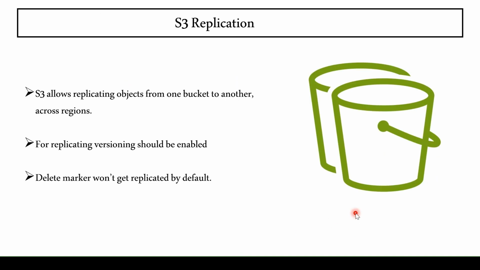Now moving to the last facility, that is S3 replication. S3 allows replicating objects, so we can replicate, copy, upload, paste, that kind of thing. S3 allows replicating from one bucket to another, and the other bucket can be in a different region altogether. For replicating, versioning should be enabled and delete markers won't get replicated by default. If you want to replicate a deleted version, you have to mention that explicitly.